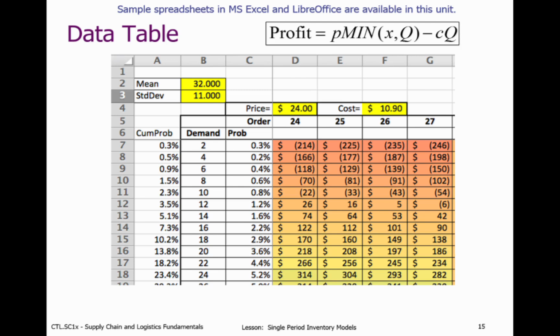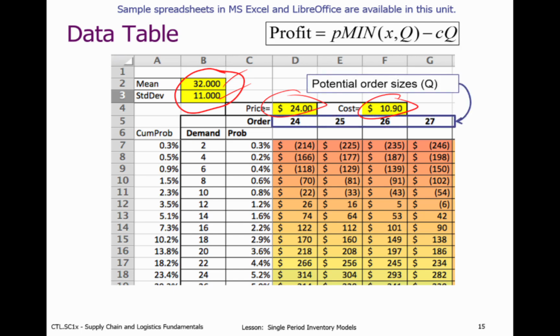What I have here is my spreadsheet, and up in cells B2 and B3 is the demand distribution. I put all of my demand in units of 1,000, so my mean is 32,000 units over the 8-week period with a standard deviation of 11. I've got my price per unit, $24 per jersey, and $10.90 is the cost per jersey. Then each of the columns is a potential order size. So this column is saying, what if my order size is 24,000 units? This column is, what if my order size is 27,000 units?